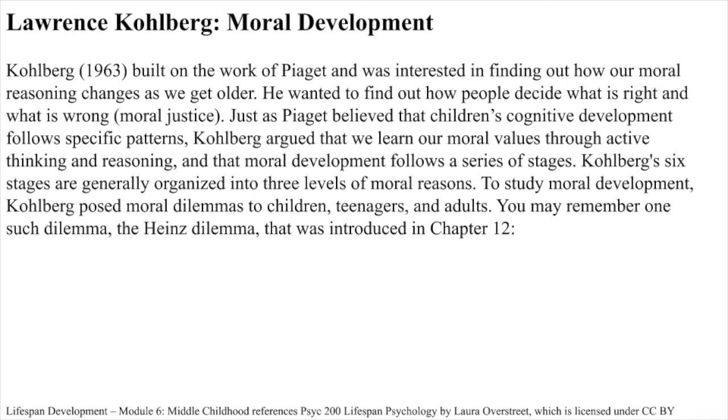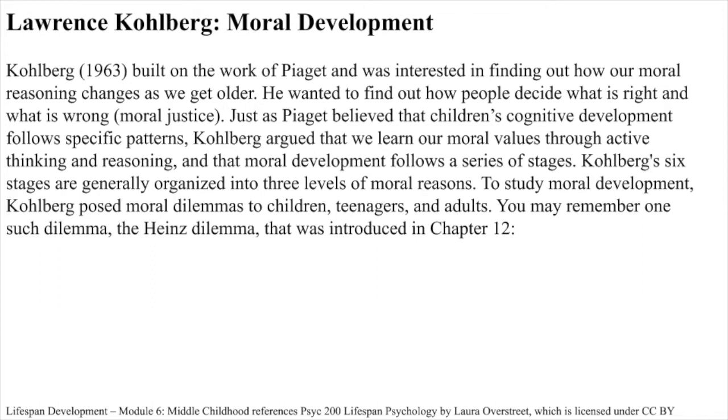Lawrence Kohlberg, Moral Development. Kohlberg, 1963, built on the work of Piaget and was interested in finding out how our moral reasoning changes as we get older. He wanted to find out how people decide what is right and what is wrong, moral justice. Just as Piaget believed that children's cognitive development follows specific patterns, Kohlberg argued that we learn our moral values through active thinking and reasoning, and that moral development follows a series of stages.